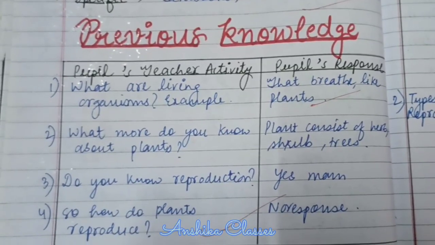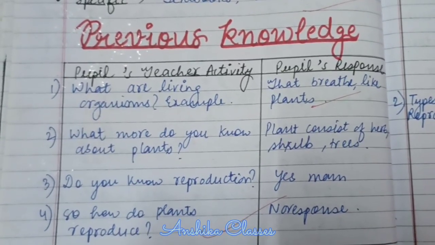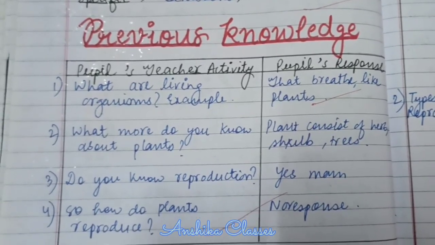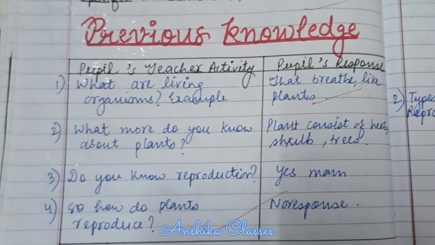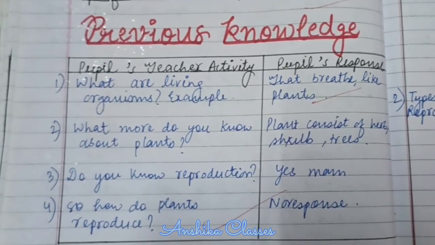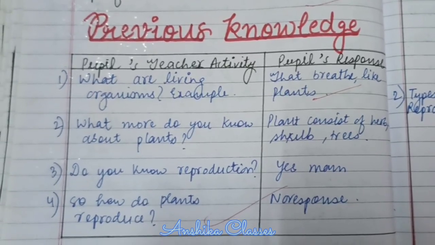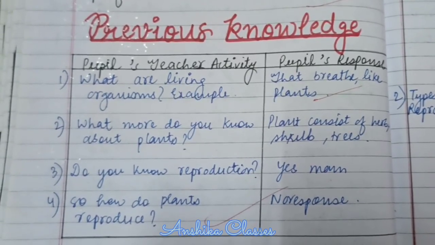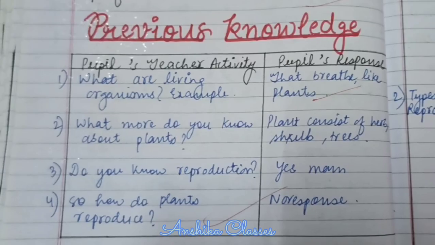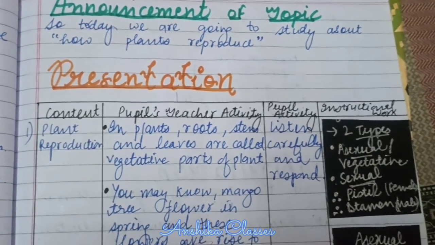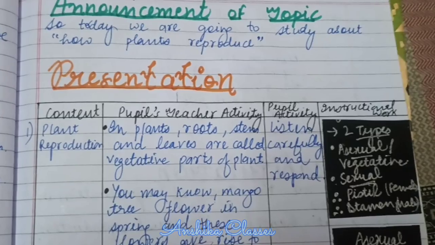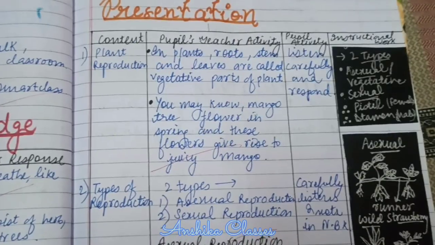Previous knowledge testing. The questions are: what are living organisms? Example: organisms which can breathe, like plants. What do you know more about plants? Plant consists of herbs, shrubs, and trees. Do you know what is reproduction? Yes, ma'am. So how do plants reproduce? No response. Announcement of topic: so today we are going to study about how plants reproduce.